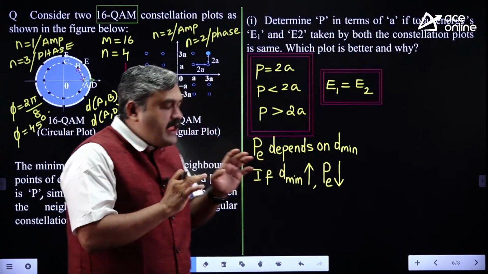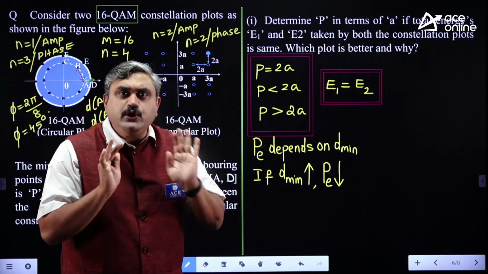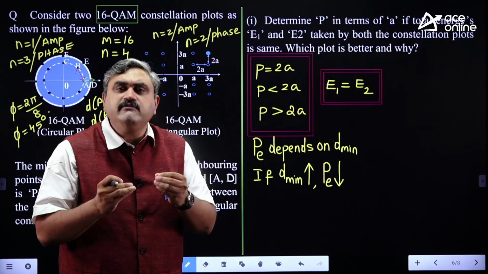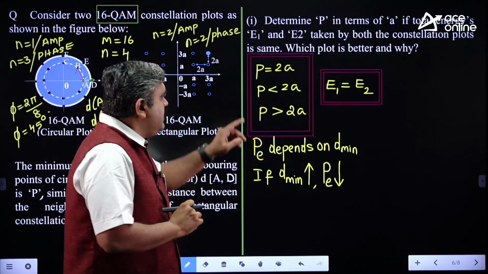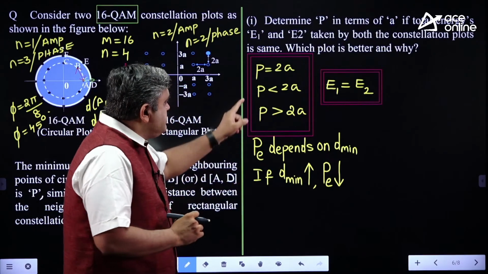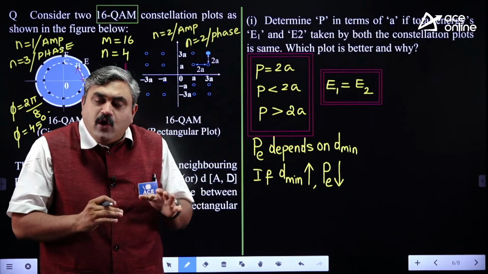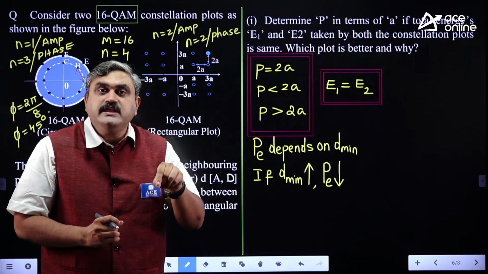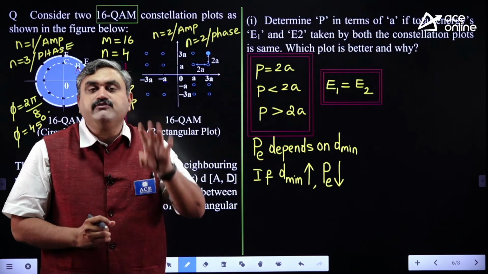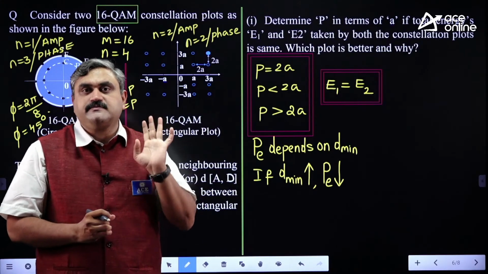If at all they are the same, that means for the given E1 equal to E2, you use any plot, there will be no change in probability of error. Otherwise, for the same energy, if P is less than 2a, then what is happening? For whatever energy you are using, the second constellation plot D minimum is more than the first constellation plot D minimum. That means use the second plot so that the probability of error is less.